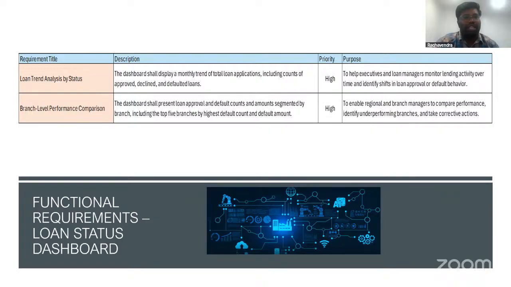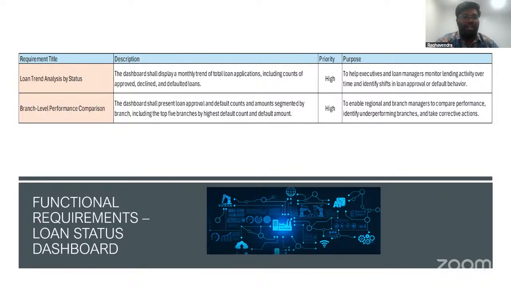And we also have the second requirement, which is also a high priority requirement: branch level performance. Now, why do I want branch level performance? Let's say Swift Bank has 12 branches in the same city. If the dashboard was not in place and it was all paperwork, it's really hard to interpret which branch is contributing more to the organization and which is lagging behind.